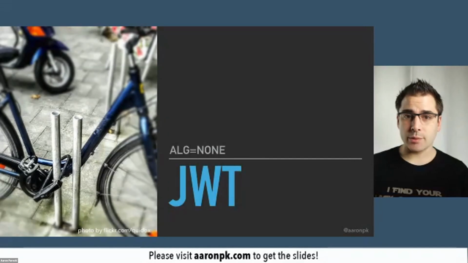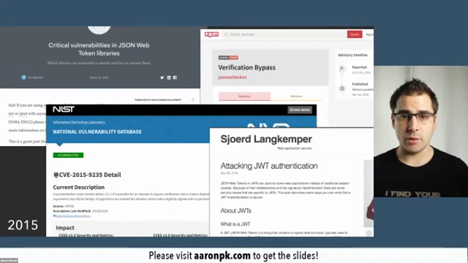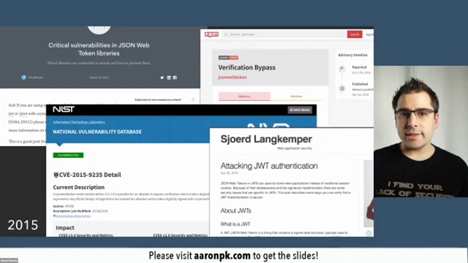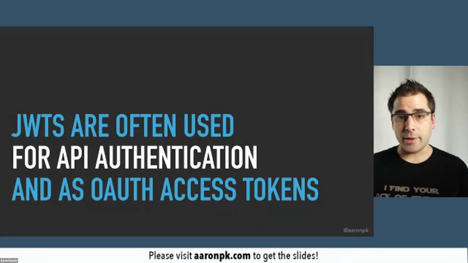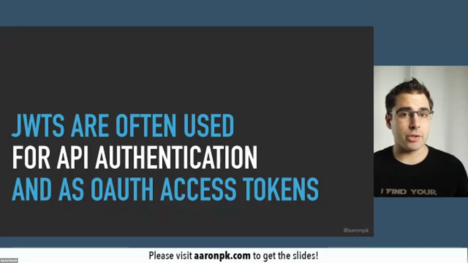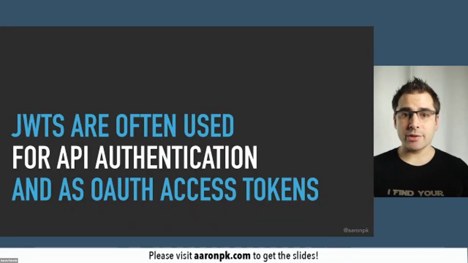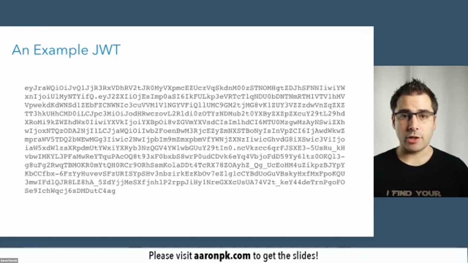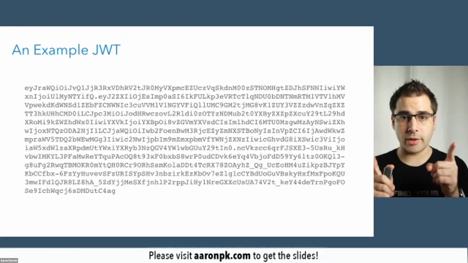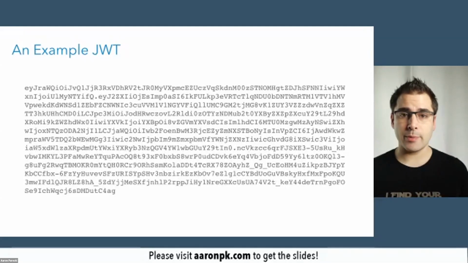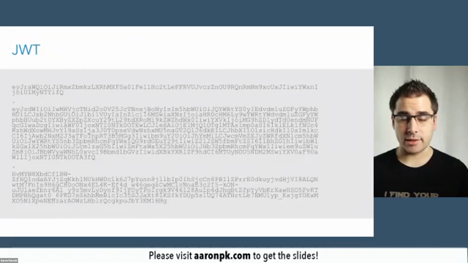So these headlines were going around in 2015 when a whole bunch of libraries were found to be vulnerable to the same problem. And that was that many libraries were actually not validating JSON Web Tokens properly. So let's dig into this a little bit and see what's going on. JSON Web Tokens are often used for API authentication, where your access token might be a JSON Web Token. Here's what a JSON Web Token looks like. It is a long string of characters. It always starts with eyJ, and if you look closely, there are 2 dots somewhere in there, and those separate it into a 3-part token. There's a header, a payload, and a signature.